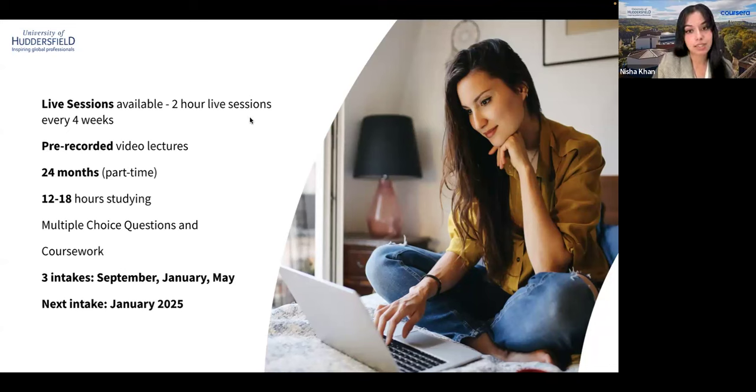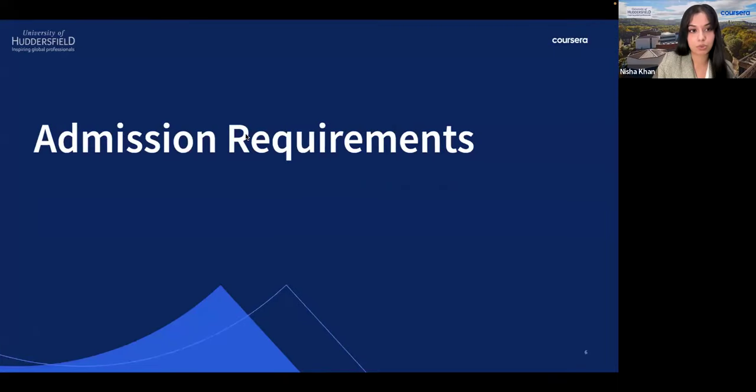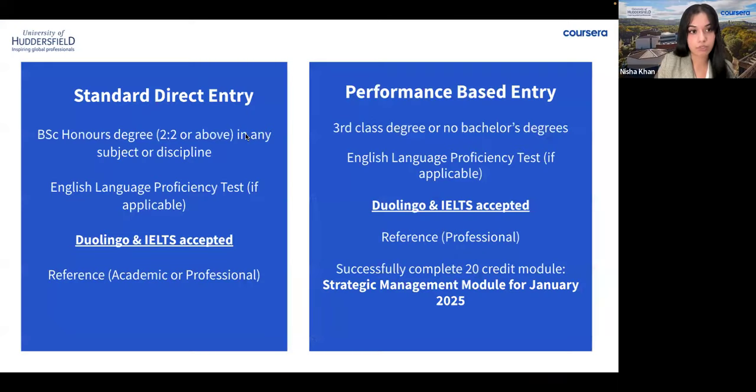So if we go on to the next slide, we're going to discuss admissions requirements and some questions that we received regarding this. As you can see from the slide, we have standard and performance-based entry. Let's discuss both of these. With regards to this program, there are 2 entrance pathways: standard, direct entry, and performance-based entry. So the first requirement for standard is that learners must hold a Bachelor of Honours degree, which is the equivalent of a 2-2 or above here in the UK, or an international equivalent in any subject or discipline.